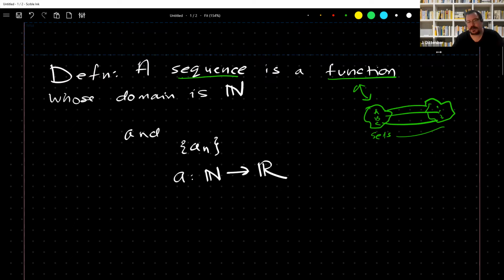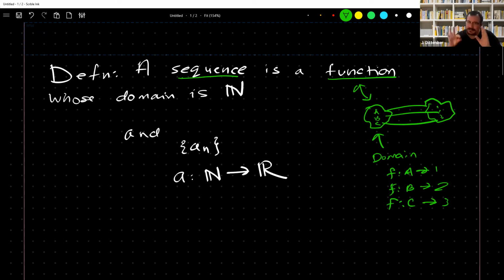It pairs them in such a way that every item in the first list, which we call the domain, has only one item that it's paired with. So in this case, I could say F might map A to 1, F might map B to 2, and F might map C to 3. But a function can never, ever, ever map A, B, or C to more than one of the elements in this set, which we call the range.